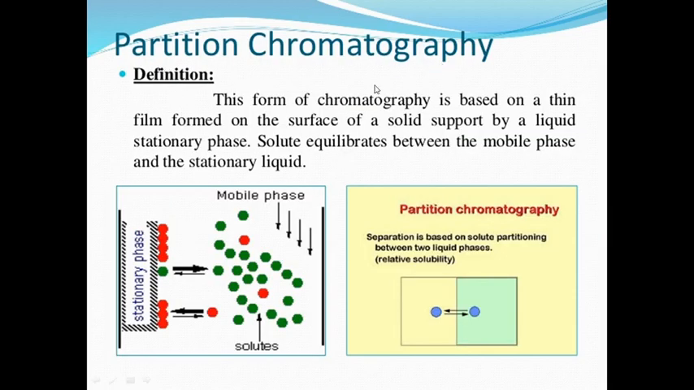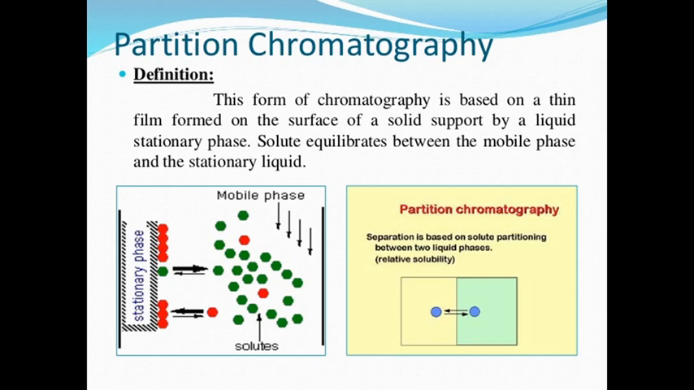And next, partition chromatography. By definition, this is a form of chromatography based on a thin film formed on the surface of a solid support by a liquid stationary phase. In partition chromatography, the actual physical state of our stationary phase is liquid. That liquid is held by or embedded on the surface of the thin film, like in paper chromatography. If you take the example of paper chromatography, we can't say the paper is a stationary phase or mobile phase, but it acts as a supporting medium for the stationary phase.